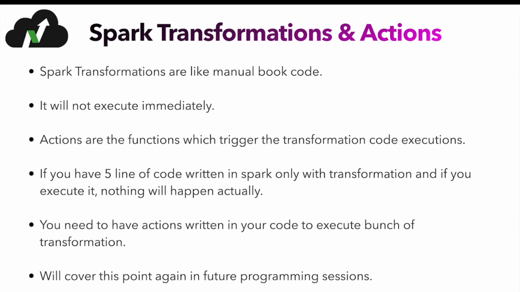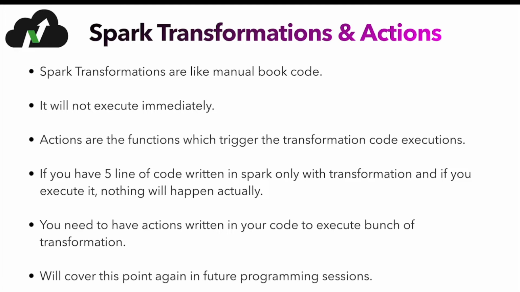Map is a transformation operation, but you won't be able to see any result if you implement the map method in your code. Until and unless you perform an action, which is count or save as an RDD or save as a file, you won't be able to see any output before that. Spark transformations are like a manual book. It will not execute immediately. Actions are the functions which trigger the transformations code execution.